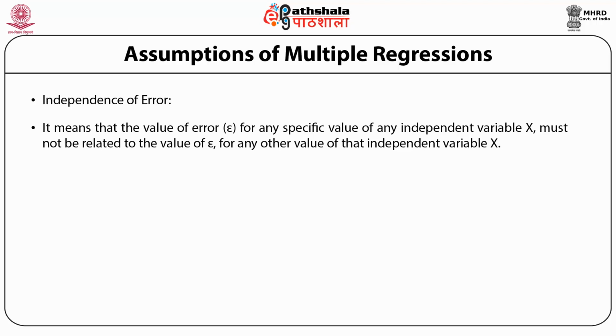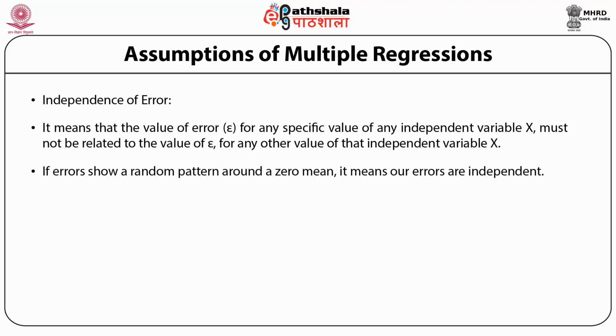It means that the value of error for any specific value of any independent variable x must not be related to the value of the error for any other value of that independent variable x. This is also known as autocorrelation. For this, errors are plotted on the y-axis and observation order on the x-axis. If errors show a random pattern around a zero mean, it means our errors are independent.